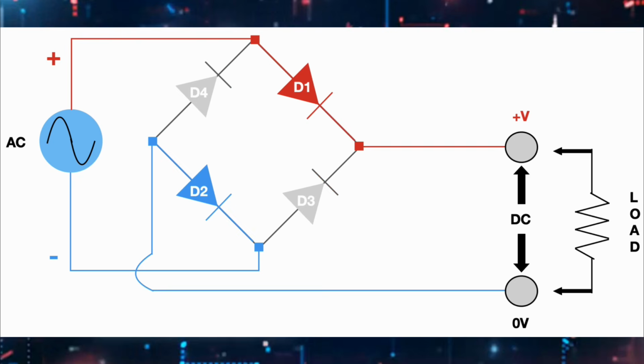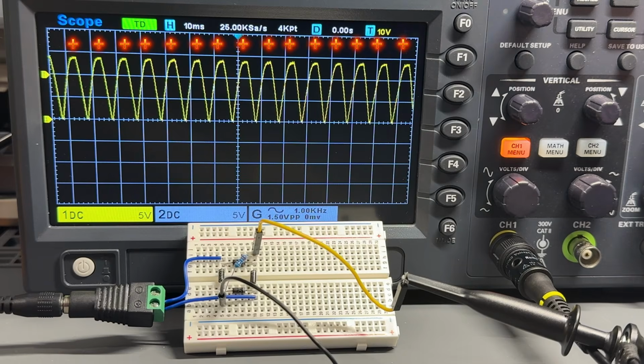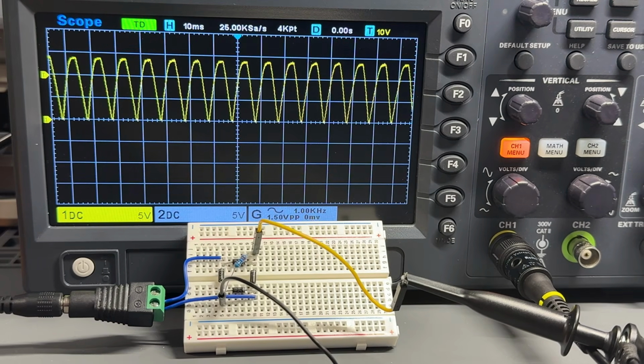But here's the key point. Current through the load never actually changes direction. The bridge simply reroutes it. And that is full wave rectification. Both halves of the AC waveform are used, and what we call the ripple frequency doubles.